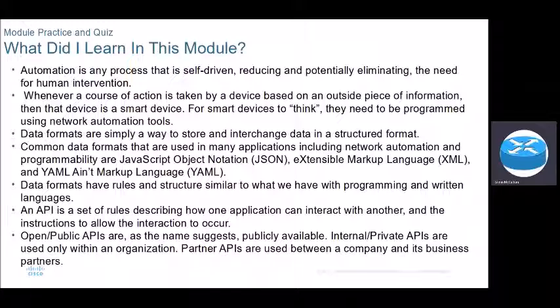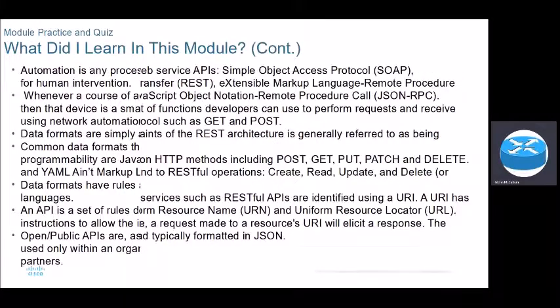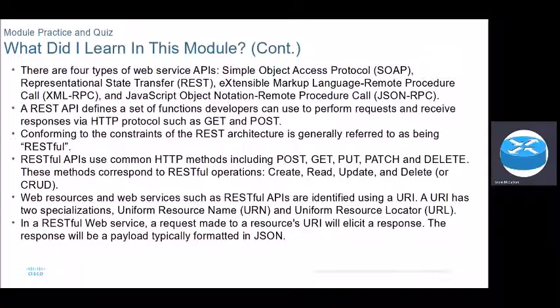You have open or public APIs. As the name suggests, they're publicly available. Internal or private ones are used only within an organisation, and partner ones are used between companies, like business partners and the like. There are 4 types of web services APIs, and so there's SOAP, REST, XML-RPC, and JSON-RPC.